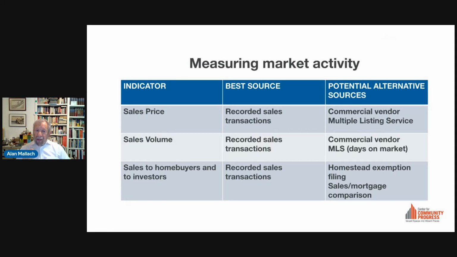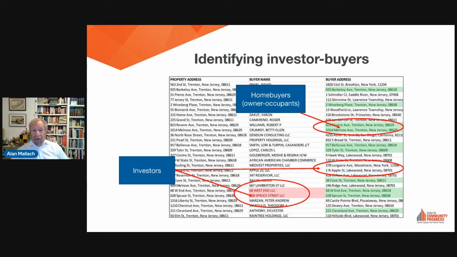Tracking sales to home buyers and investors is a little more difficult because, generally speaking, the sales records don't actually say so-and-so is an investor, so-and-so is a home buyer. But there is a way to do it. And next slide. What you do is you look at, this is a little screen grab from the spreadsheet of real estate transactions in Trenton, New Jersey. And so what you do is you match addresses.